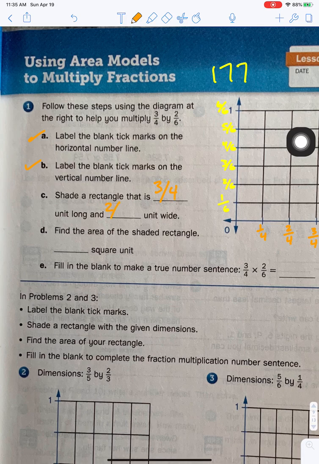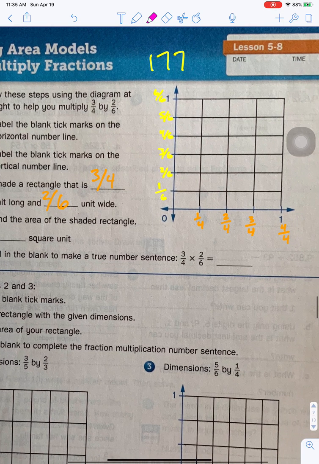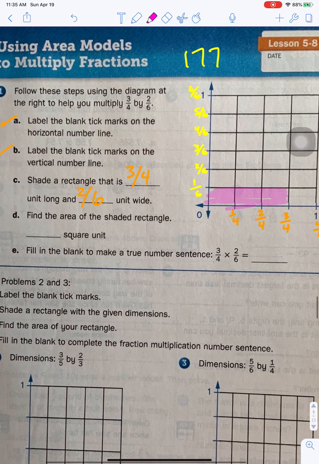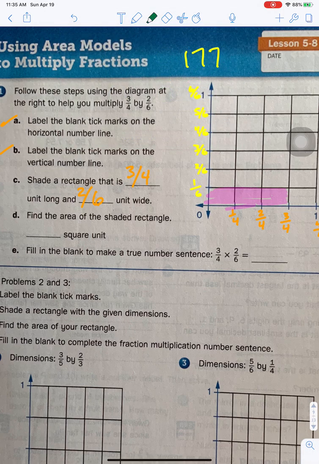3/4 by 2/6. So we're going to start with our fourths. So if we're going to shade 3/4, we're going to shade in 1, 2, 3. Then we're going to shade in 2/6. So if we are shading in 2/6, it's going to look like 2/6 going across this way. Let's see if I can find a different color. So 2/6 would be 1, 2. So I'm going to shade this row and this row.